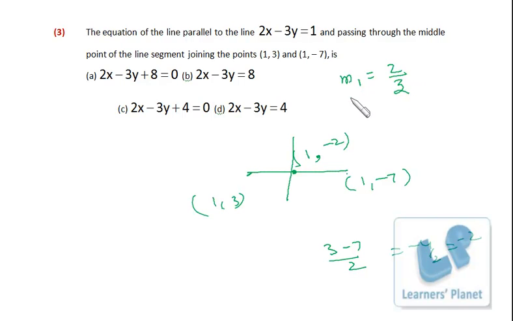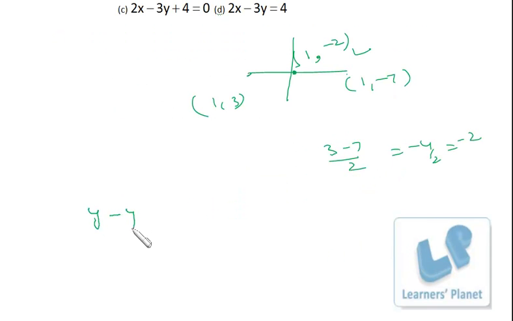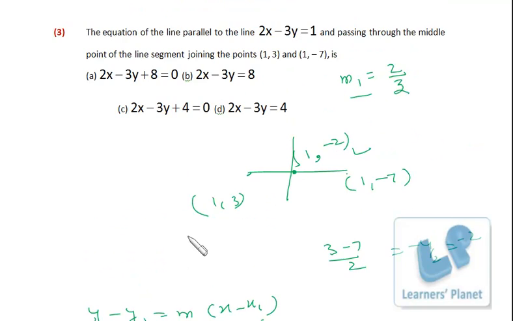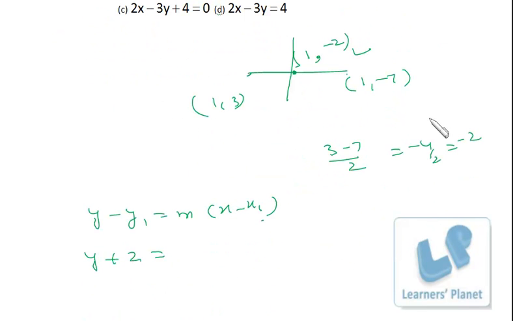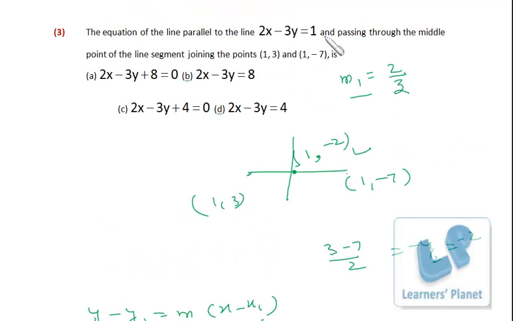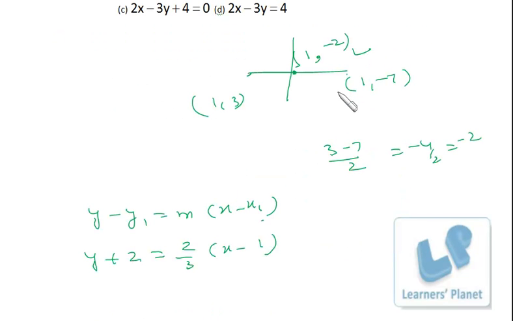Now we have got the slope, and we have got one point, so you can directly use the one point form: y - y1 = m(x - x1). So y - y1 is y - (-2), so it will be y + 2, m is equal to 2/3, and x - x1, that is 1. So this is the equation of the line which is parallel to this line and which is passing through the midpoint of the line joining these two points. If you simplify, you'll get the answer. I hope it's clear to you.